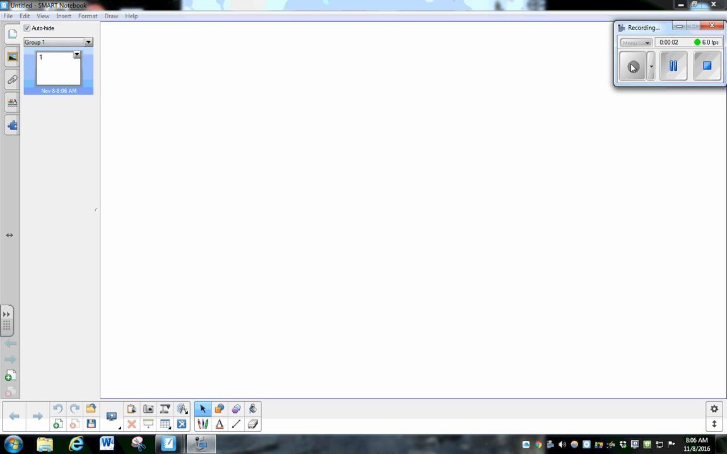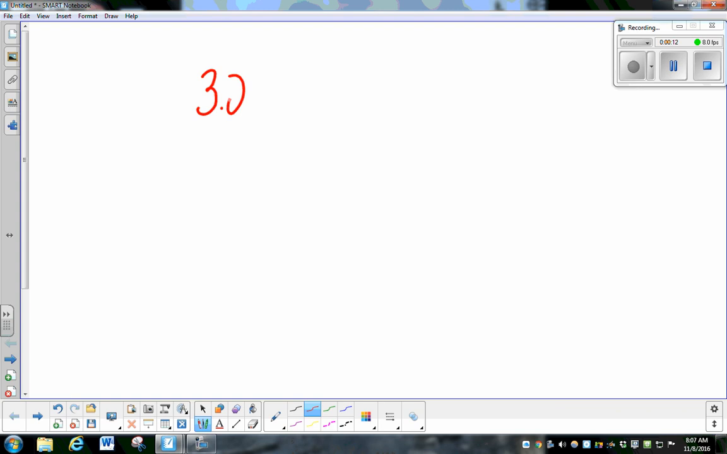These are the notes for section 3.2, part 2. We're going to be solving systems of equations again, but this time we're going to be solving them by something called elimination.